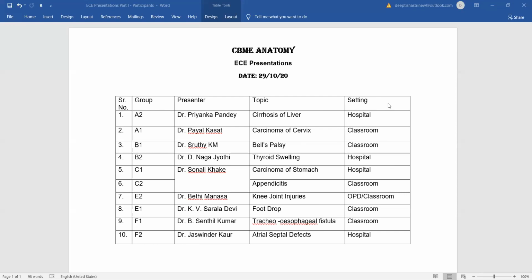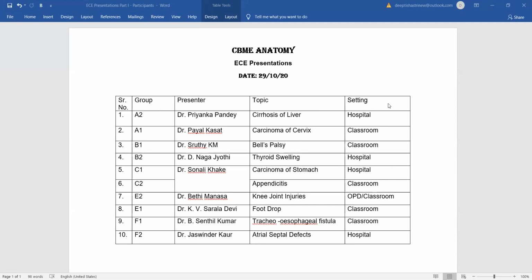Good evening, everyone. Since 51, 52 have joined already, we'll start the session for today. Welcome to today's session on early clinical exposure modules being presented by groups A, B, C, E, and F. The presenters for today are Dr. Priyanka Pandey from group A2. She'll present on cirrhosis of liver in hospital setting.